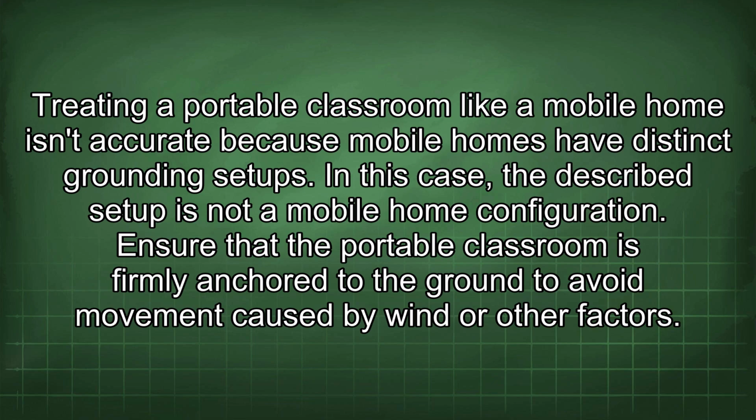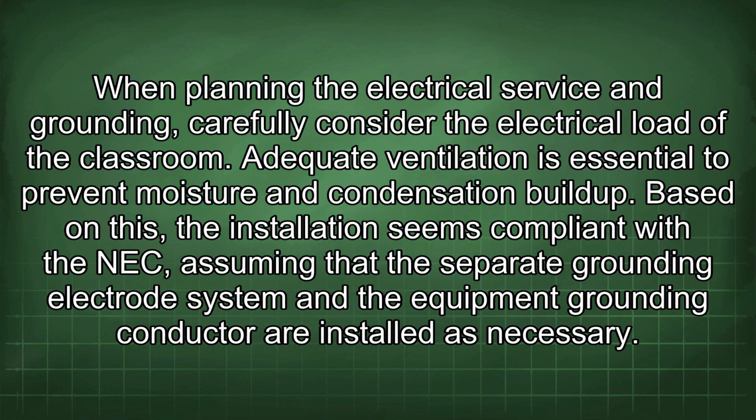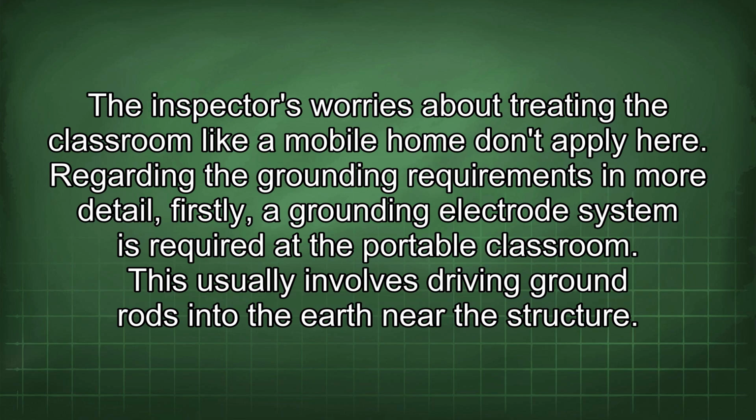Ensure that the portable classroom is firmly anchored to the ground to avoid movement caused by wind or other factors. When planning the electrical service and grounding, carefully consider the electrical load of the classroom. Adequate ventilation is essential to prevent moisture and condensation buildup. Based on this, the installation seems compliant with the NEC, assuming that the separate grounding electrode system and the equipment grounding conductor are installed as necessary. The inspector's worries about treating the classroom like a mobile home don't apply here.